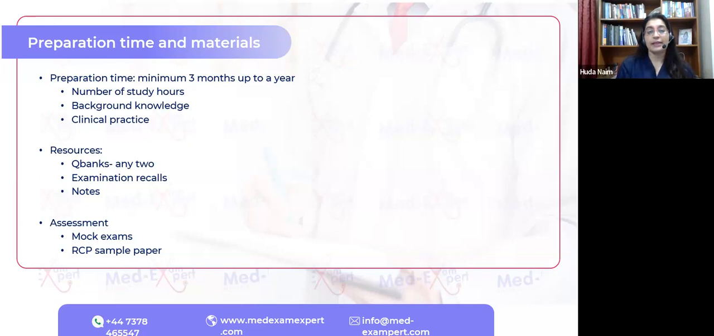Okay. Then assessment. So assessment is very important. You should be aware of how well you're prepared for your exam before you book your exam and before you take your exam. It would give you really good confidence. It would really tell you what else you need to do in order to improve your grades.